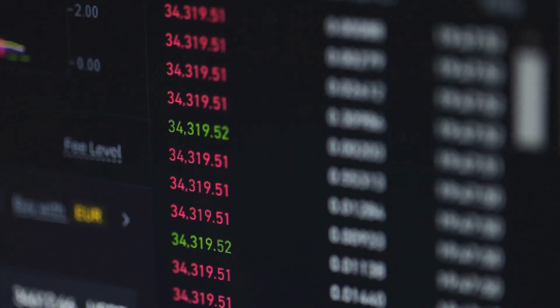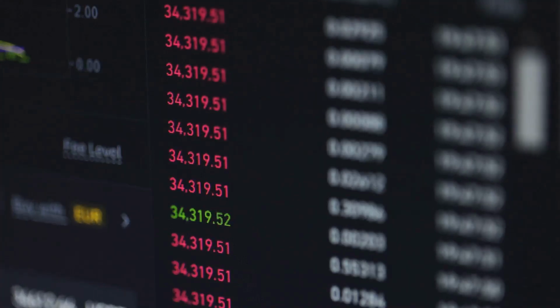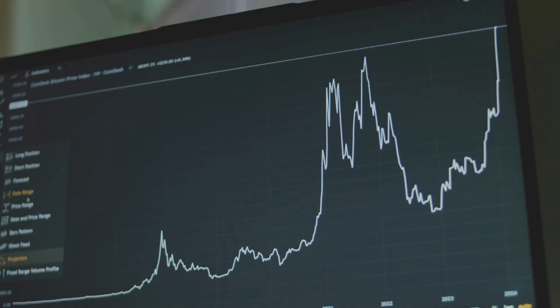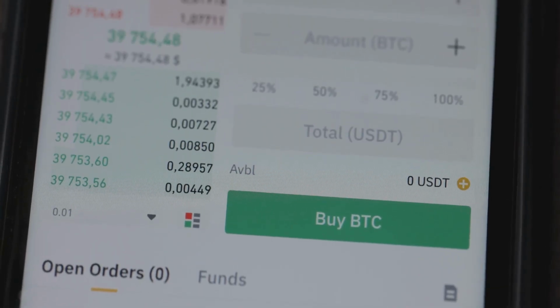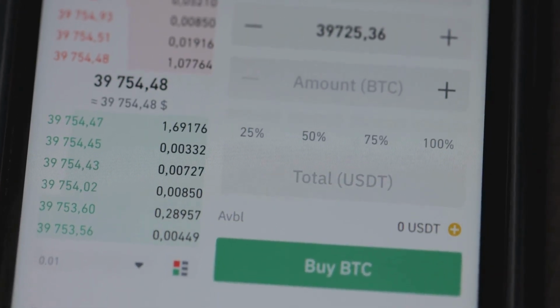How does a stop-loss order work? You set a stop price. This price is below the current market price for a long position. If the market price drops and reaches your stop price, the stop order is triggered. It then becomes a market order to sell your asset at the best available price.